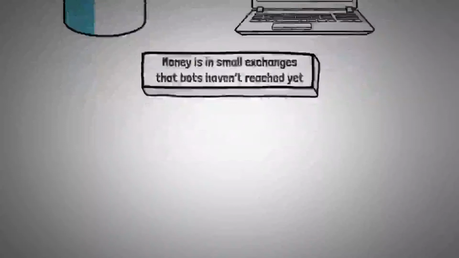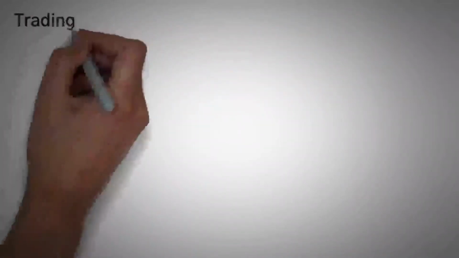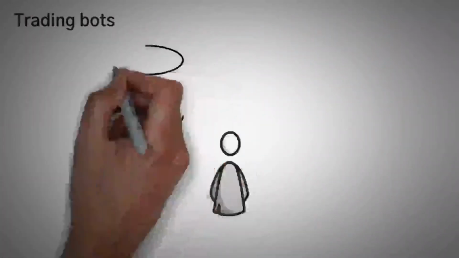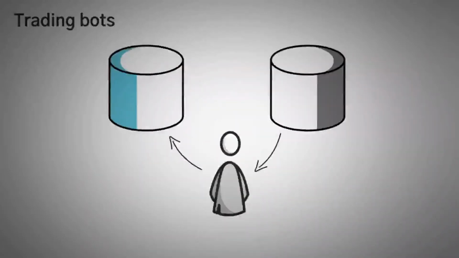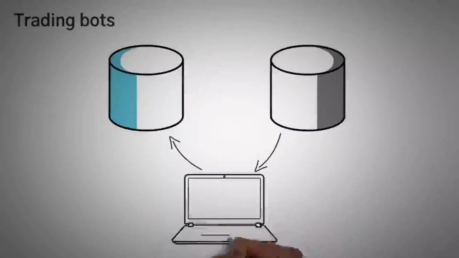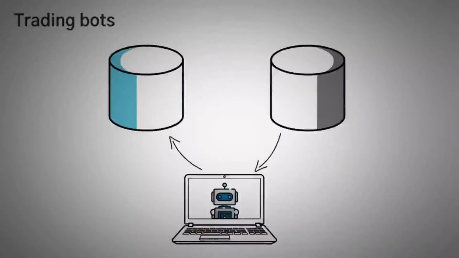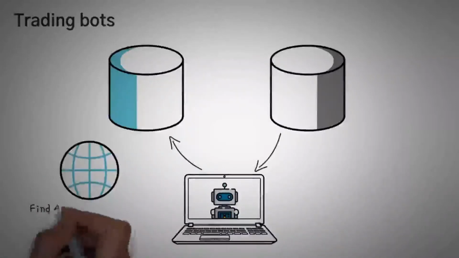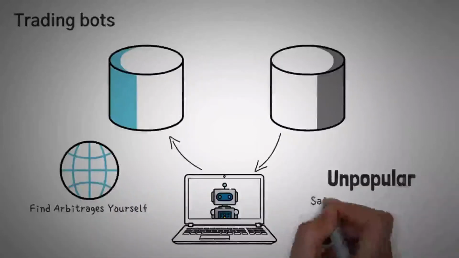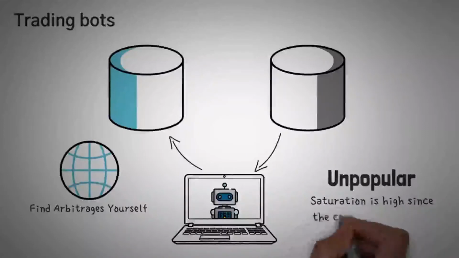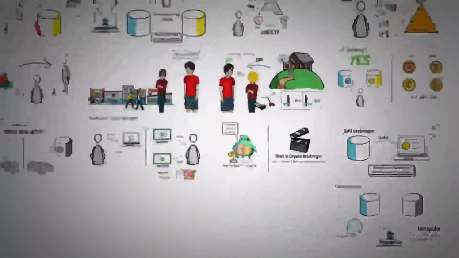Speaking of bots, let me share with you what we found about trading bots. Since this is a profitable way to make money, and the way you earn money is by being the fastest to spot an inefficiency, of course people are going to write bots that can do this quickly. In fact, there are tons of bots out there making money from the ideas that we've discussed in this video. There are even trading sites where you can sign up and find these arbitrages yourself, but they aren't very popular because the saturation is high, since the competition is high, because robots can do what we do much faster and far better.